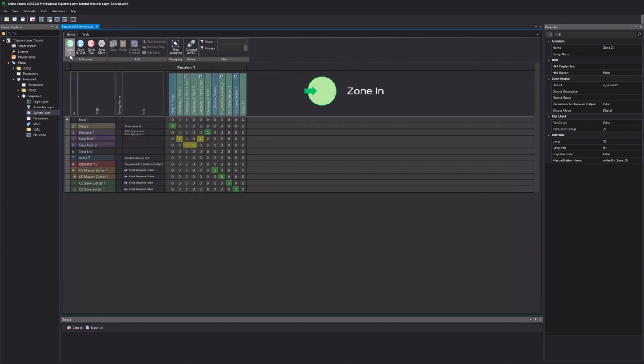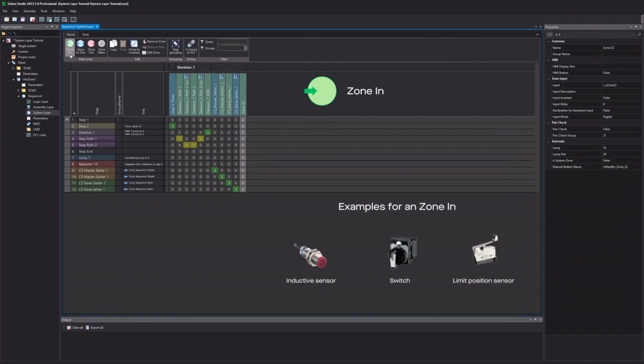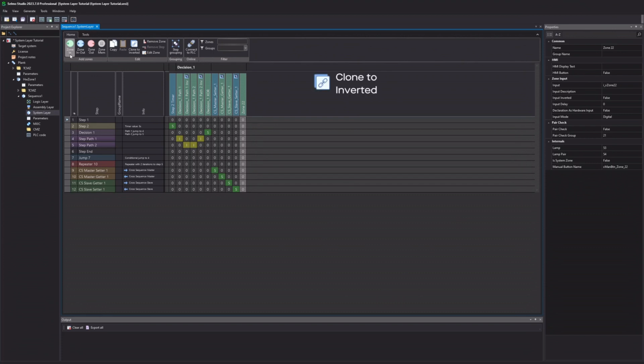Zone in. To include a sensor in your application, you must use zone in. The sensor only sends an input signal to the system. This is monitored for high and low using the input and the negated input zone. To fully protect a signal, an inverted zone in can also be inserted.